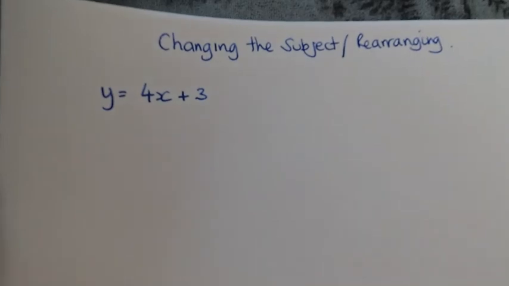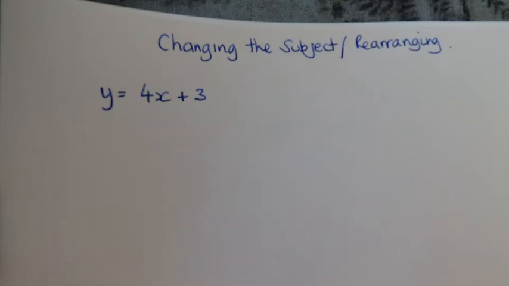Changing the subject or rearranging. The key to this is being able to undo any equation that you get to be able to isolate a certain variable. And it is reasonably straightforward until you start getting some nasty ones. So what I'm going to do is start simply and build up to some harder examples.